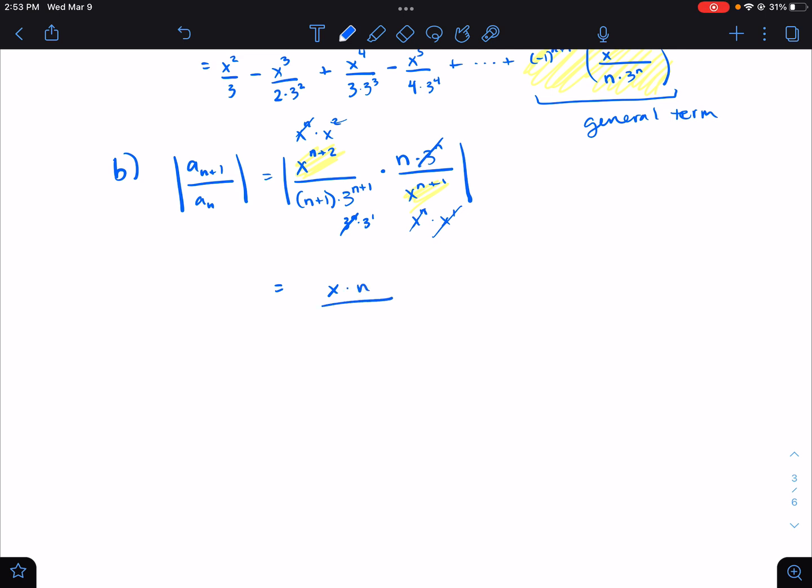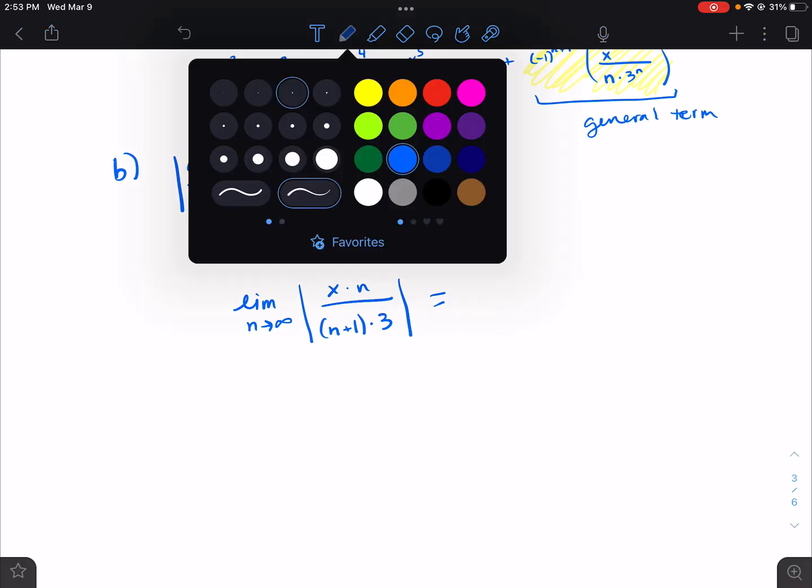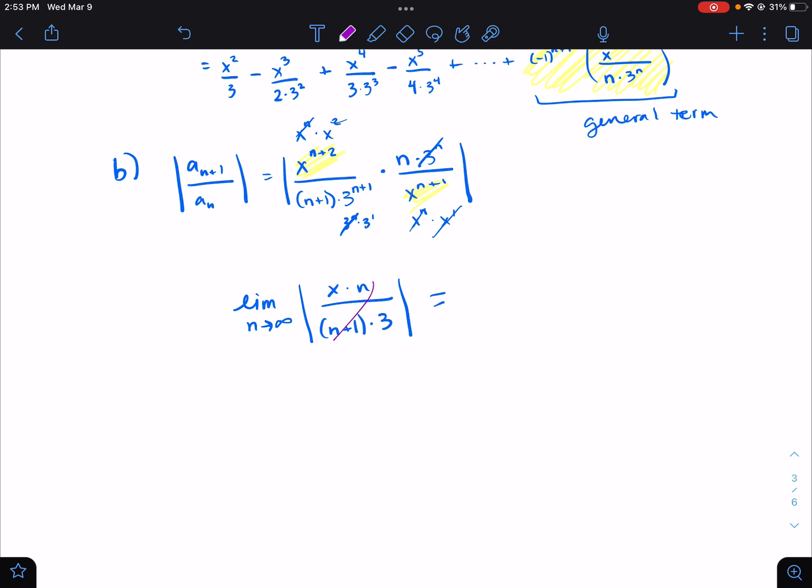And on the bottom, I still have the n plus 1, and I have a 3. So now I need to make sure to write the limit notation in front. It's the limit as n goes to infinity. Still have these absolute value bars. As n goes to infinity, the n and the n are going to cancel out and basically go to 1. So we end up with just x over 3.